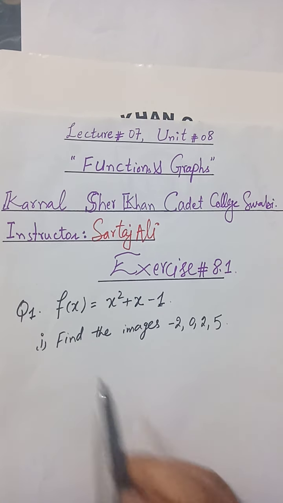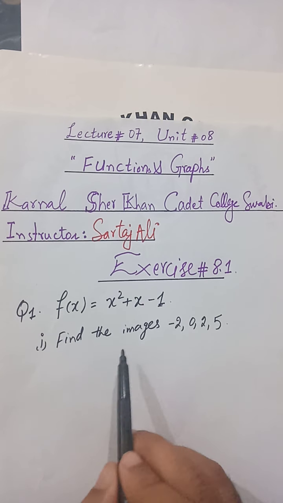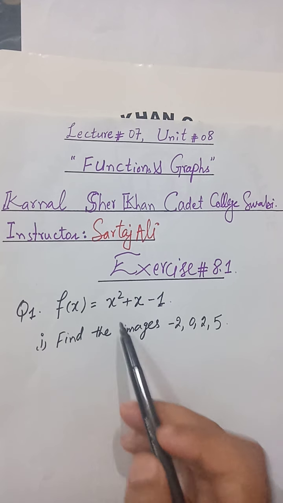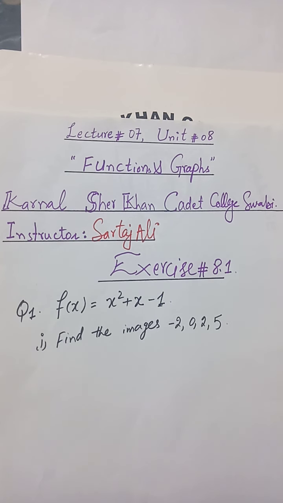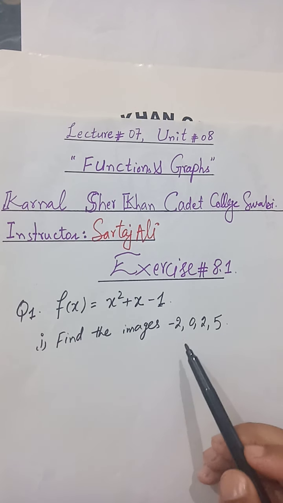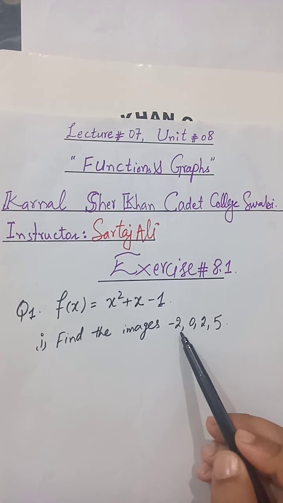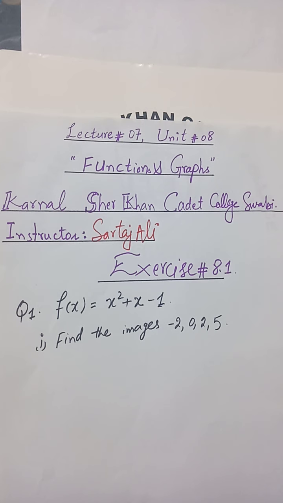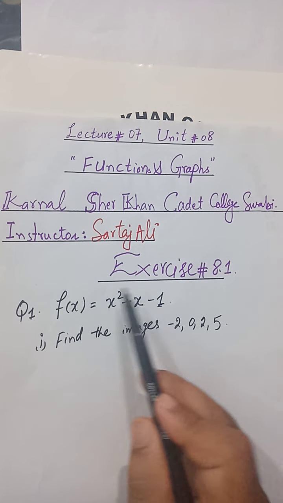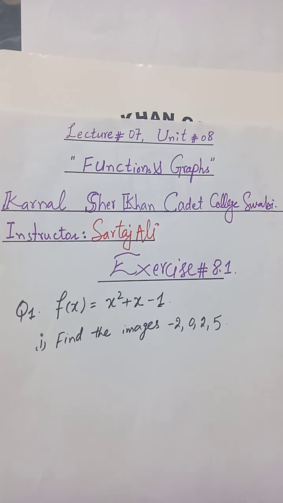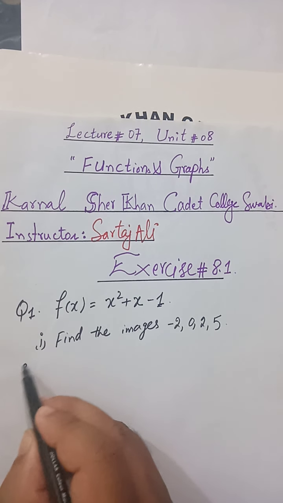This question means that when you plug -2 in this function, the value that you get is the image of -2 under this function. So you just need to plug these values one by one in place of x in this function, and the value that you get after calculating this expression will be the image of that value under this function. So this is a very easy question.